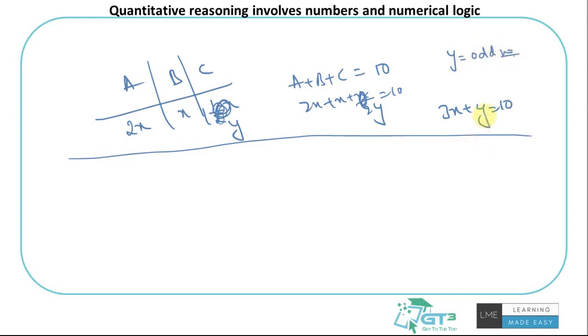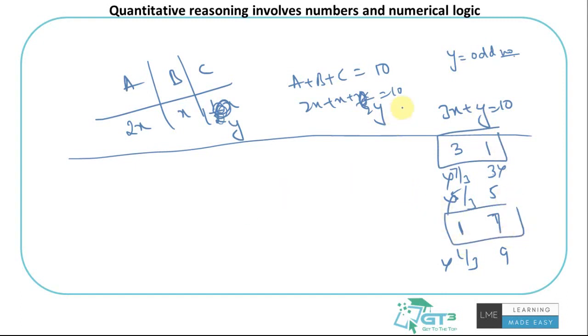If y holds an odd number of chocolates, y can be 1. So what will x be? x will be 3, since 3 times 3 is 9 plus 1. If y is 3, what is x going to be? 7 by 3, which is not accepted. Then y can be 5, then x is 5 by 3, which is also not accepted. Why? Because x has to be an integral number of chocolates. He cannot have 5 by 3 chocolates; he has to have 5 chocolates, 2 chocolates, 3 chocolates. If y is 7, then x is 1, which is accepted. If y is 9, then x is 1 by 3, which is also not accepted.